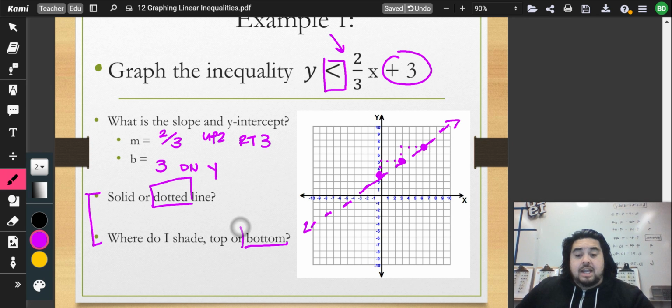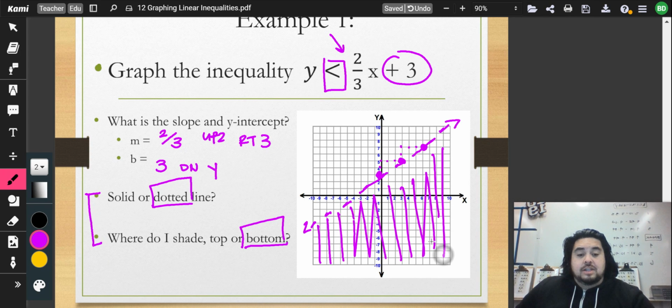Again, I'm shading on the bottom. So that is, again, just saying that all the points that satisfy this inequality are underneath the line. Okay, now shading on the bottom, I'm just going to make marks that indicate where the answers are. I don't actually have to color in this whole area. And that would be the graph of that inequality. Okay, let's try one more.